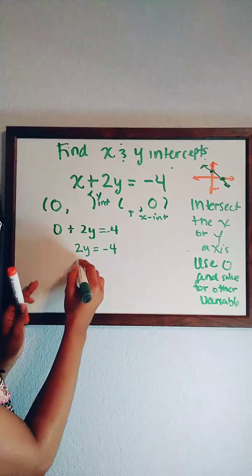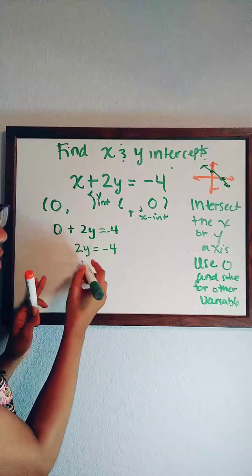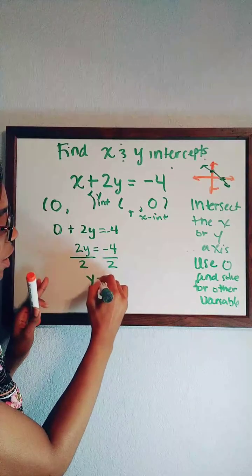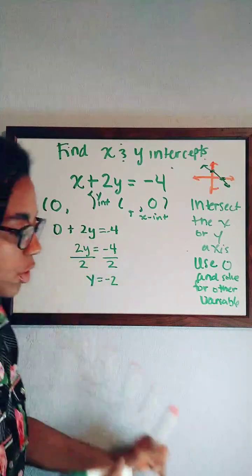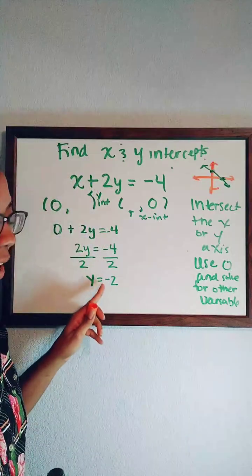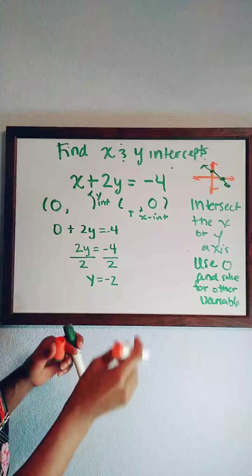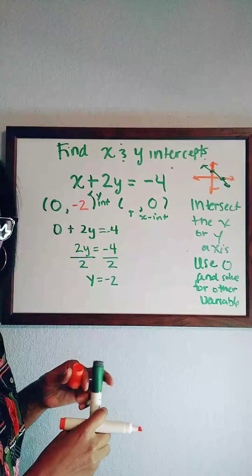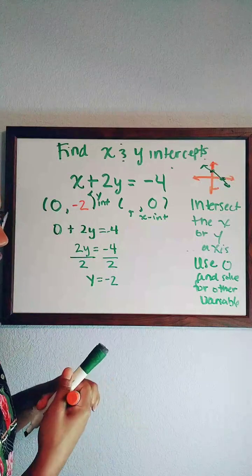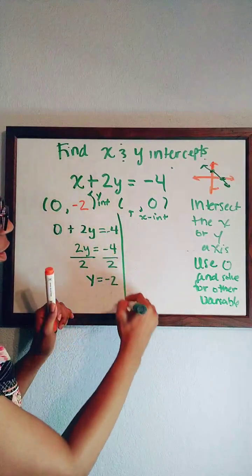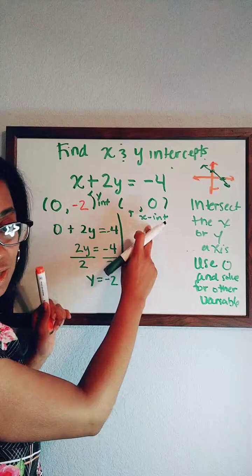And remember, we always have to separate this and this. So we're going to divide by 2. And now I have y is equal to -2. So we found out that by substituting in 0, the y-intercept is going to be at -2. So my y-intercept is -2. Very good. Now I'm going to try to squeeze this over here for the x-intercept.